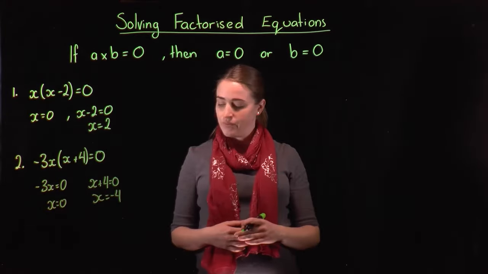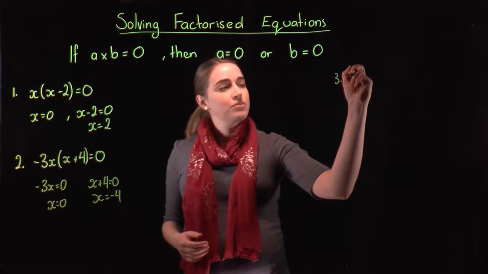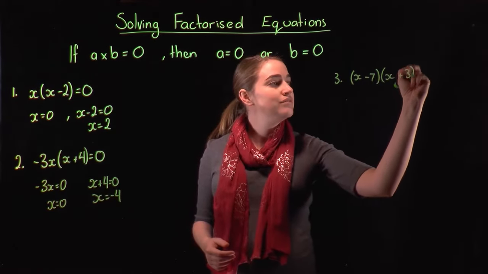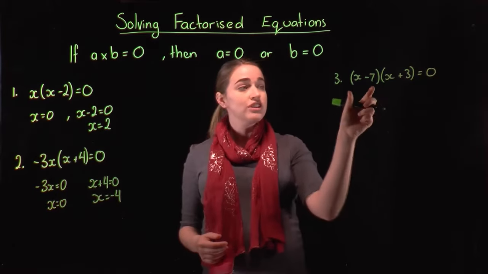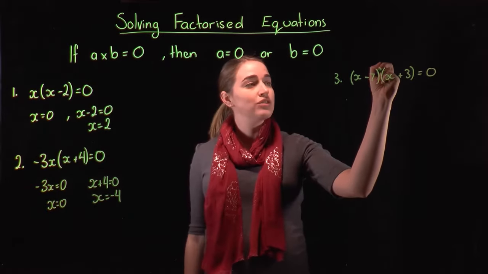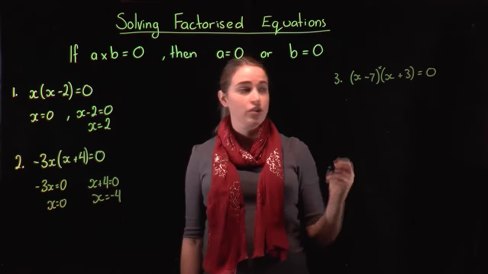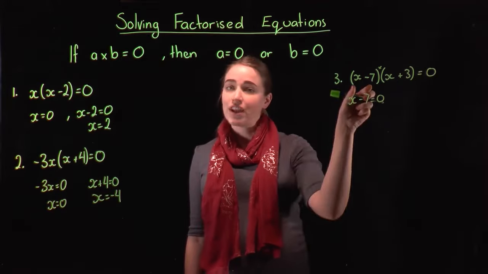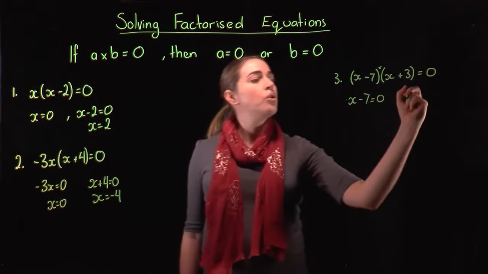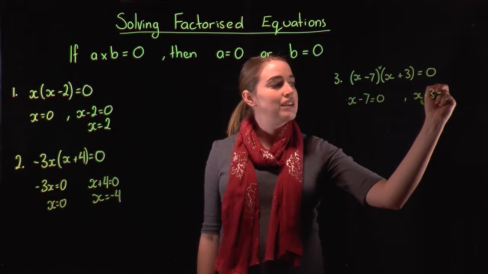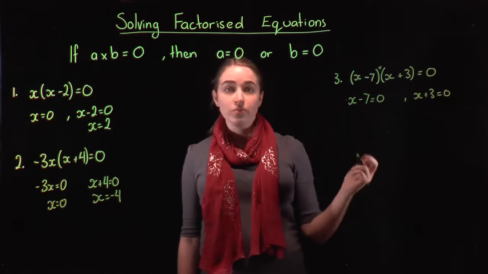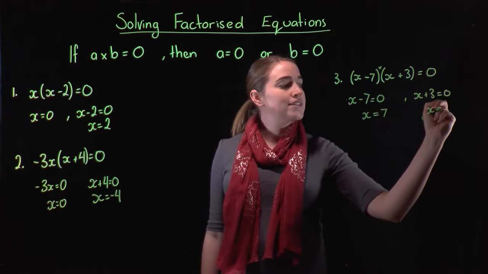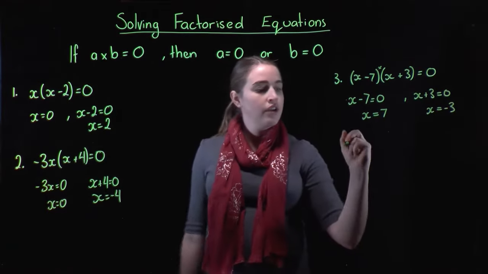All right, for our third example, we're going to have x minus 7, x plus 3 is equal to 0. So this time we've got two brackets, but again, there is still that multiplication sign in between them that we don't usually write down. So that means we either have to have that x minus 7, that first bracket, is equal to 0, or that x plus 3 is equal to 0, and then we can solve both of those. So we're either going to have x equals 7 or x equals minus 3.